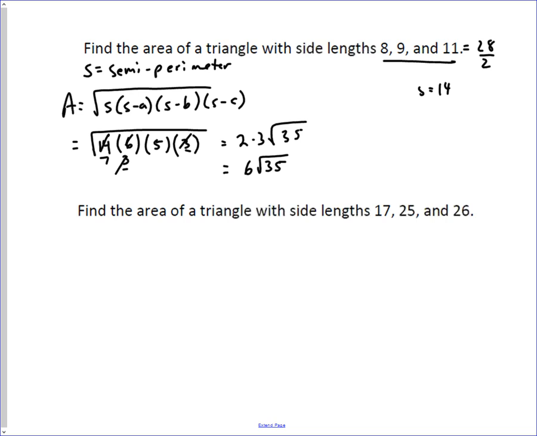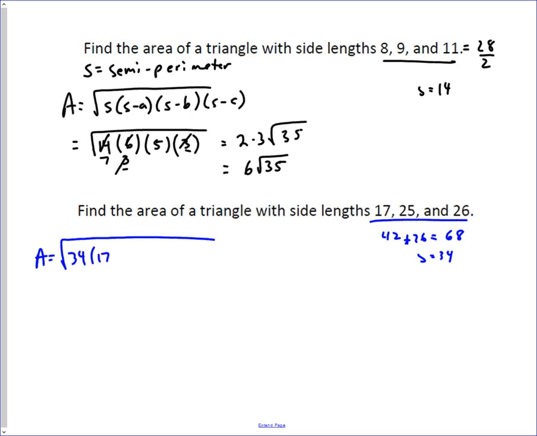Very simple formula, usually a good idea to try to do your square root simplification before you multiply the numbers out. The next one, the numbers are pretty big, but it's still very doable. You've got 42 plus 26, which is a semi-perimeter of 68, so the semi-perimeter is 34. And so that's going to give us area equals the square root of 34, and then you're going to subtract each of these from 34.